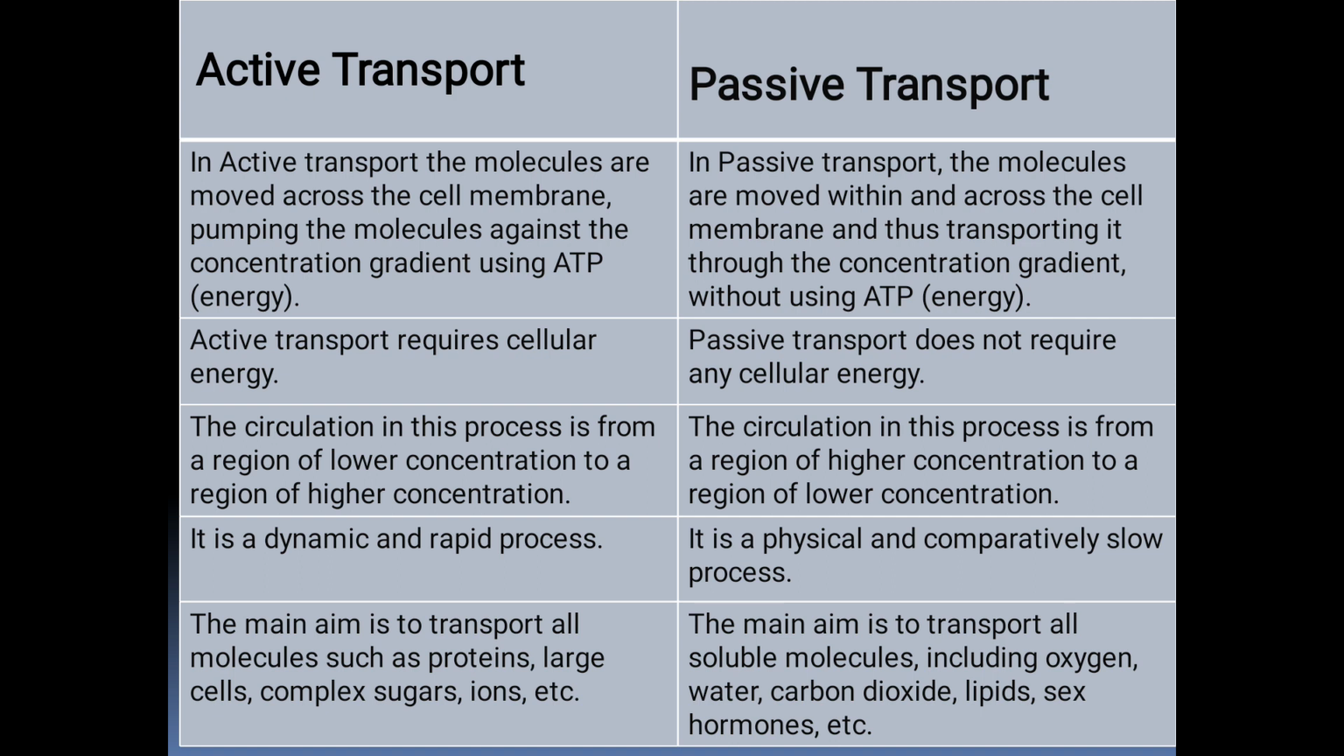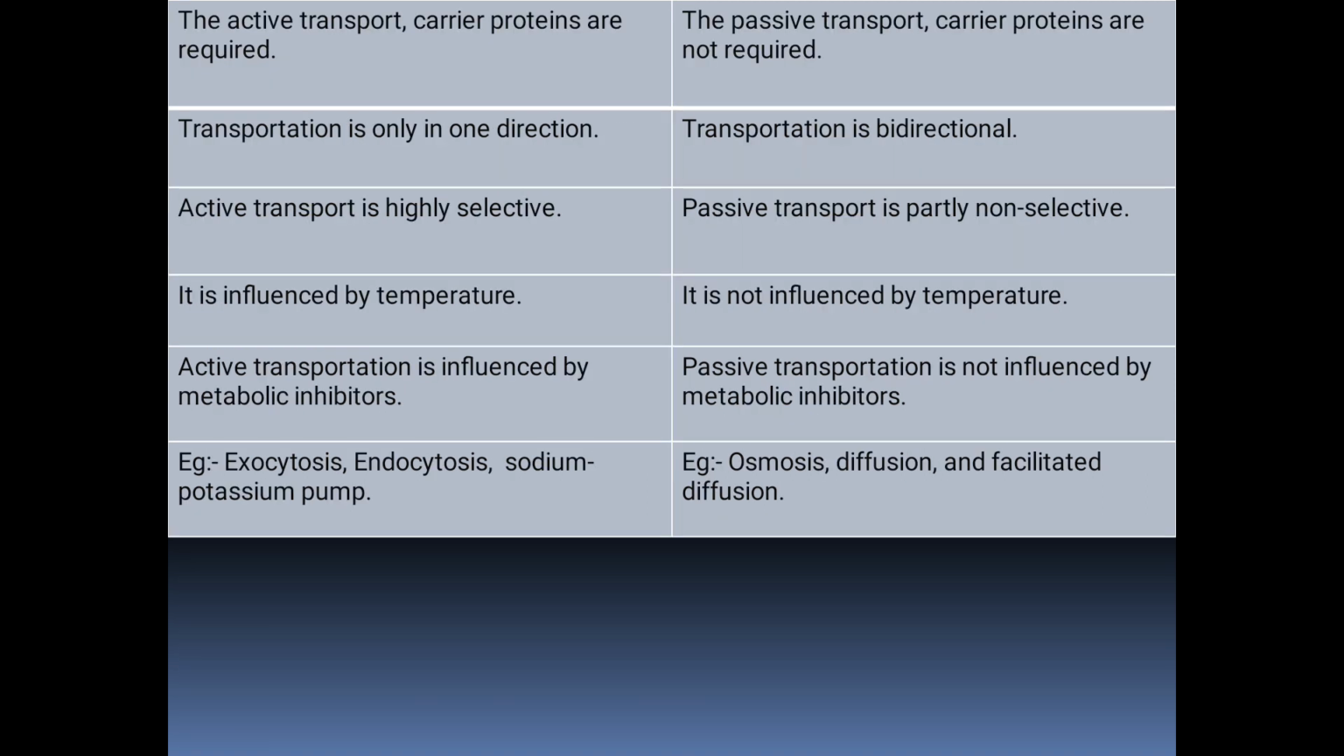In active transport, proteins, large cells, complex sugars, and ions are transported. In passive transport, soluble molecules like oxygen, water, carbon dioxide, lipids, sex hormones, etc. are transported. In active transport, carrier proteins are required. In passive transport, they are not required. Active transport occurs only in one direction. Passive transport is bidirectional.